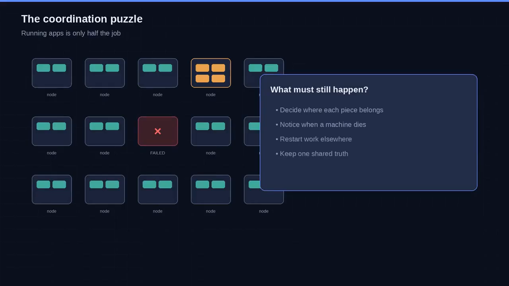Something has to decide where each piece belongs, notice when a machine dies, restart work elsewhere, and keep the whole fleet agreeing on one shared truth. That coordination problem is the heart of Kubernetes, and it is exactly the problem Amazon EKS was built to take off your plate, at least the hardest part of it.